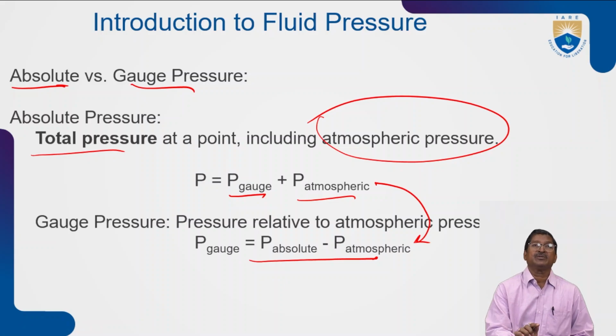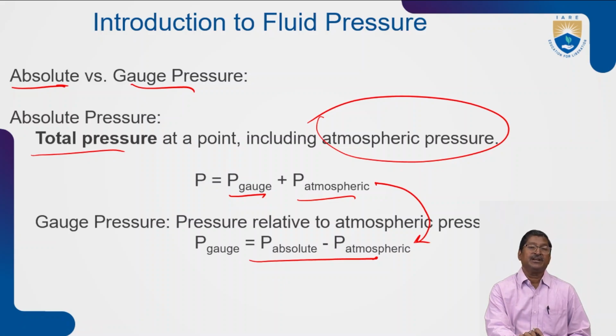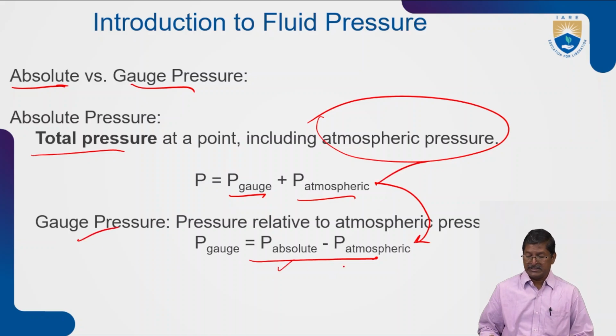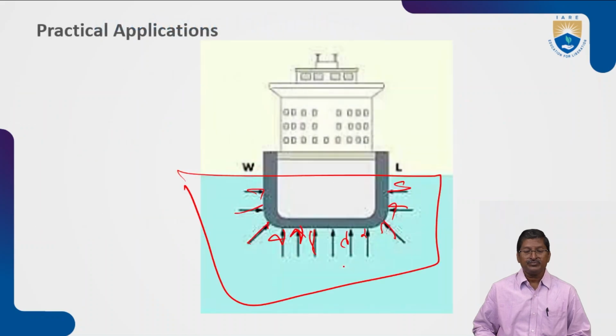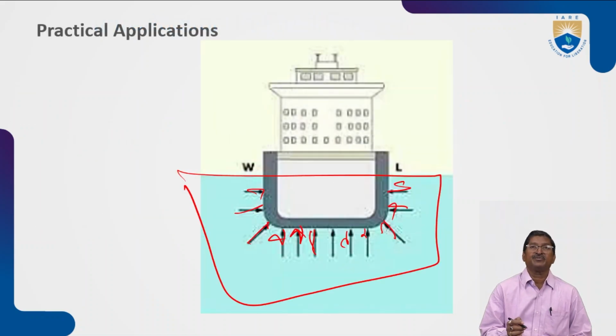So for total pressure, two types of pressures are there, absolute pressure and gauge pressure. Absolute pressure means total pressure, which includes the atmospheric pressure. So absolute pressure is equal to gauge pressure plus atmospheric pressure, and gauge pressure is equal to absolute pressure minus atmospheric pressure. So practical application, you can see the submarine design, ships design.